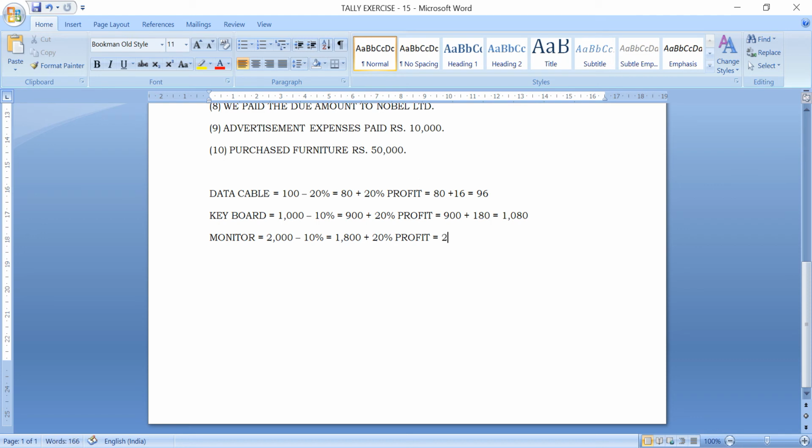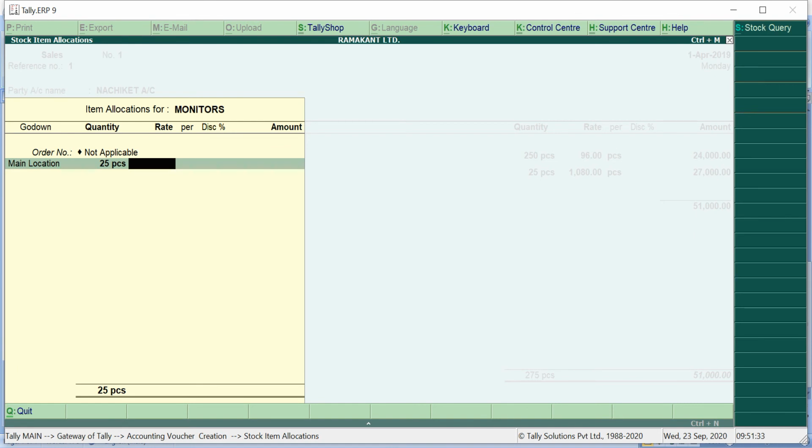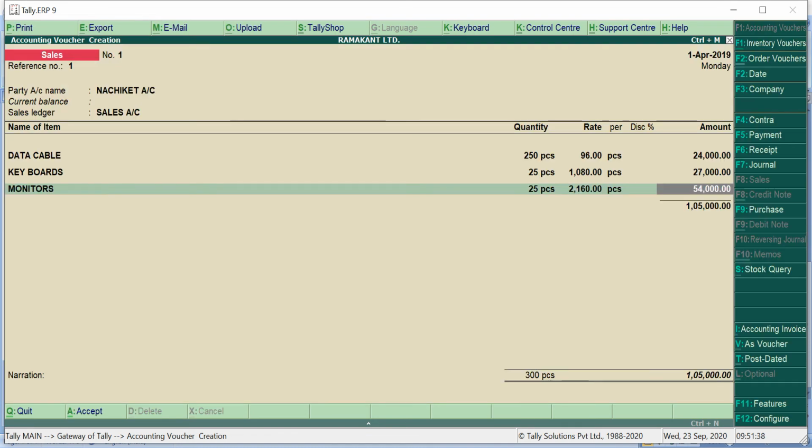So what will be the ultimate amount? It will be 1800 plus 360 rupees profit, and our selling price arrives at 2160. That is what comes. 2160. We enter that price here, 2160, and it is done.